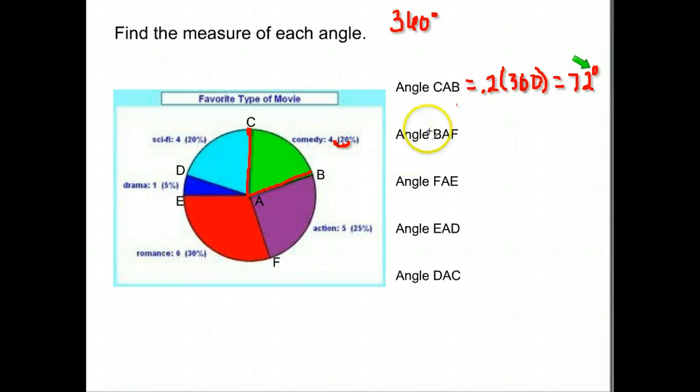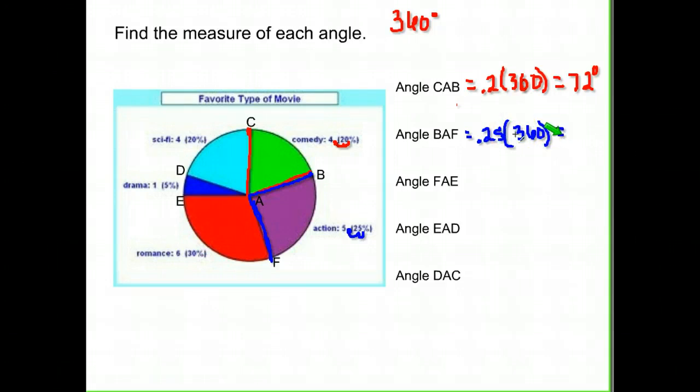Okay, let's do the next one, BAF. So again, you want to kind of trace along so you make sure you have the right angle. You start at B. We want the angle that goes down A out to F. So now we're dealing with this purple wedge. It is 25% of that circle. So again, you move the decimal on your percent 2 places to the left, which gives us 0.25. 25% of the full circle is what it's taking up, and a full circle is 360, so we go 0.25 times 360, and we get our answer. That is a 90-degree angle.